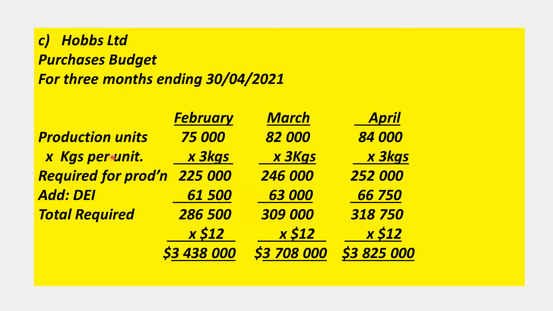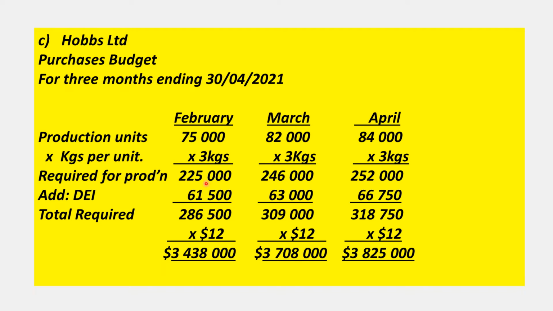Okay, so you take the production and you multiply it by 3 kgs per unit. You'll get how much you require for production. Then you put in the desired ending inventory because you have to add that one also. And you start from here. You need 66,750. You have that in stock already for April. And for March, it would be 25% of this. And February would be 25% of January figures.